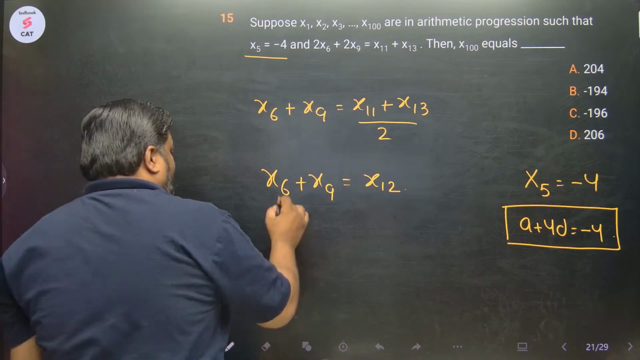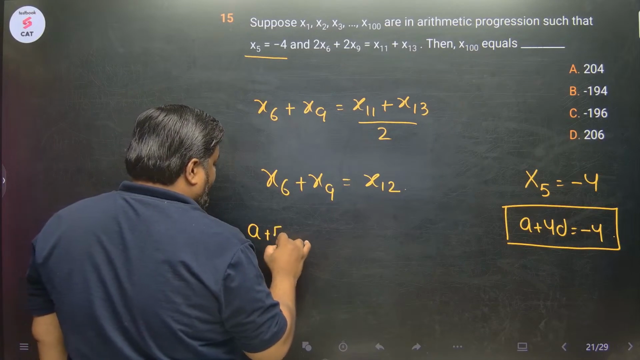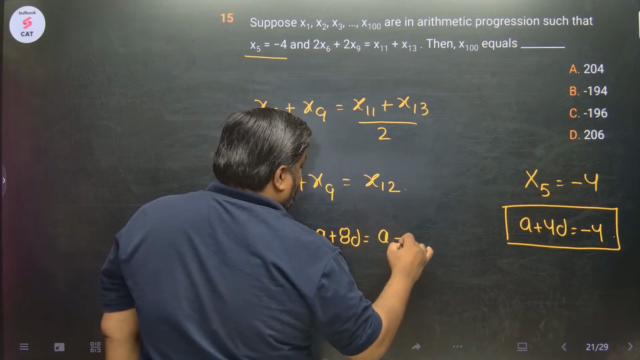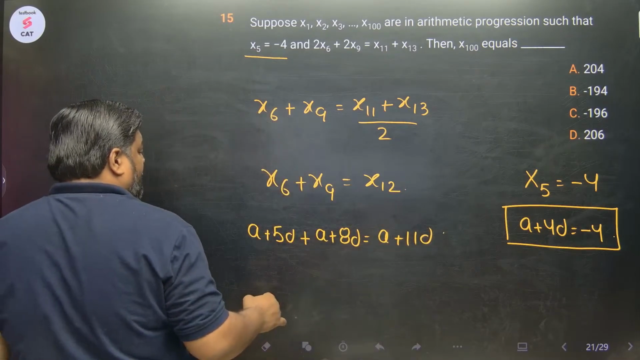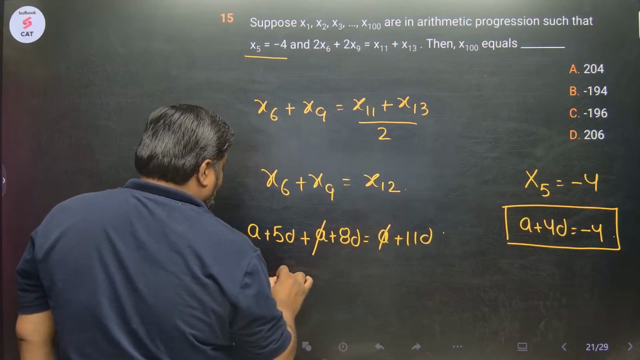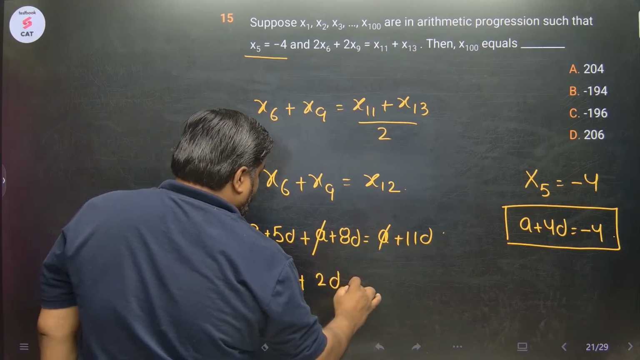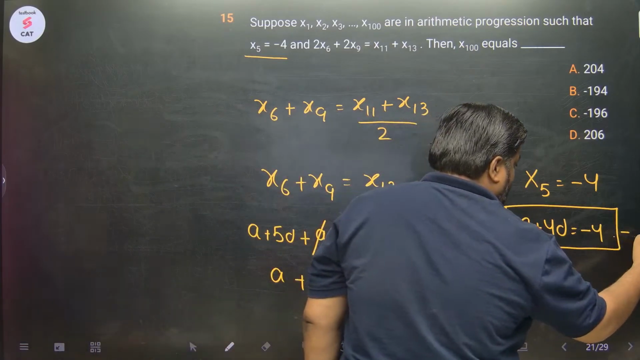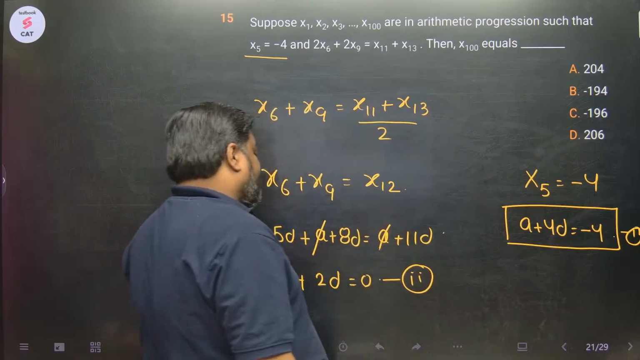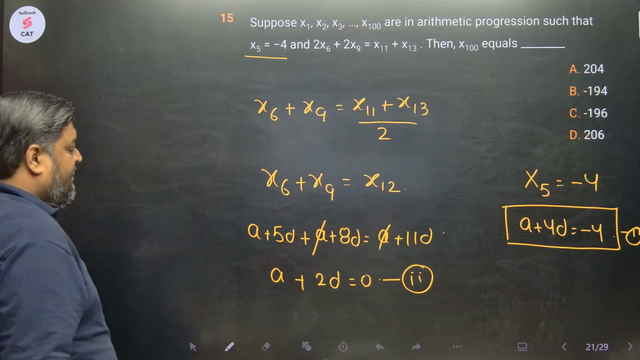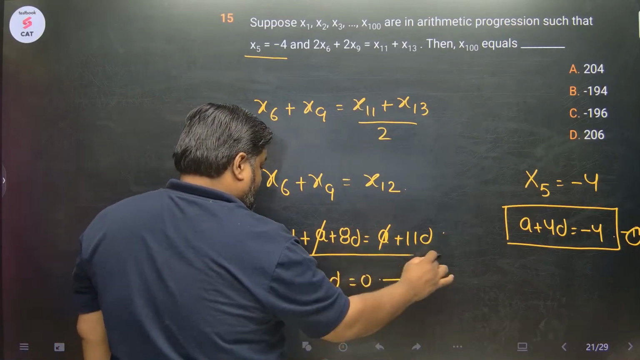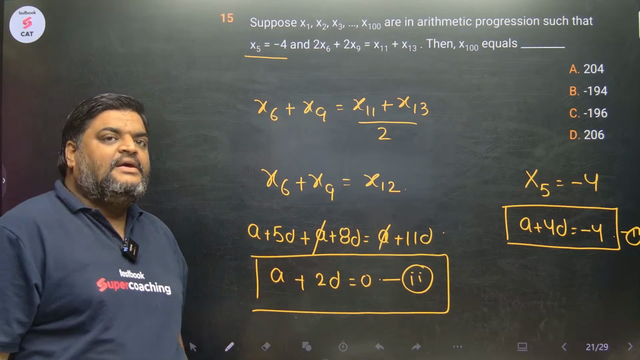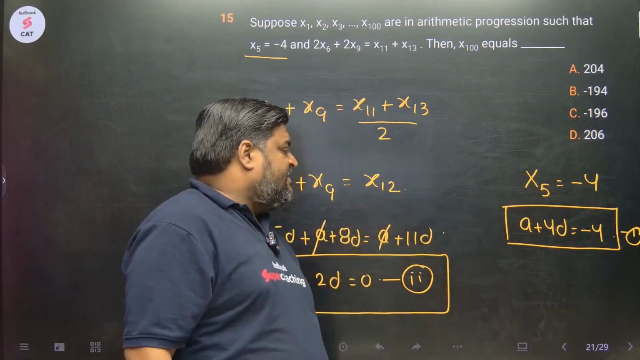Very good. And now this is a plus 5d, a plus 8d, a plus 11d. The equation that we are getting is a plus 2d equals 0. This is the second equation. पहला इक्वेशन आपका इधर था, second equation is this. We can solve these two equations to find the value of a and d.